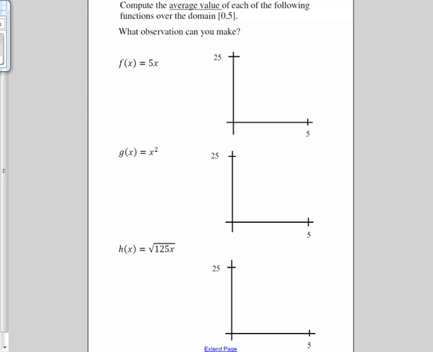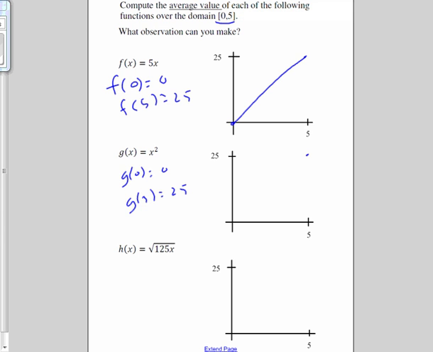And what makes these three different functions nice is that each of them start at 0 and end at 25. The first one is a linear equation. The next one is a quadratic equation, which is going to look something like this. And the third one is a radical.